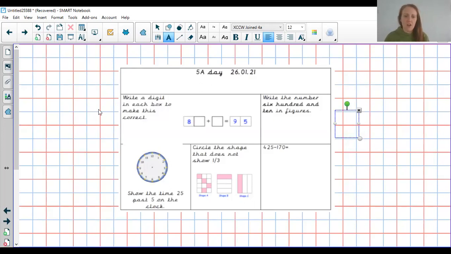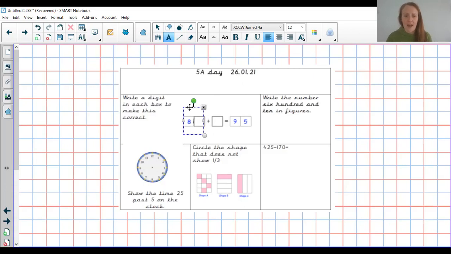So first one, write a digit in each box to make this correct. So we've got an 8 here in the tens box and nothing in the ones, and just a ones number on its own to make 95. So there is more than one answer you could have had here. So it needs to be 80 something add something equals 95. So I'm going to start with the first one you may have thought about.